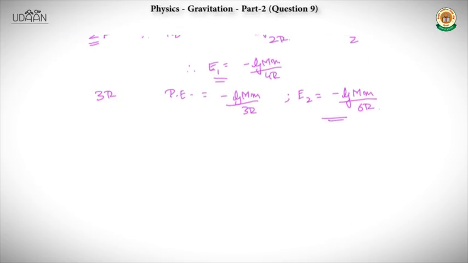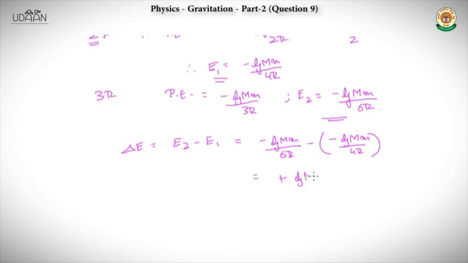So now it becomes very easy. The change in energy would be equal to E2 minus E1. So this would be E2 minus E1, that is minus GMm upon 6R minus of minus GMm upon 4R. So this would come out to be, there will be a positive sign over here, take LCM, and it comes out to be plus GMm upon 12R. I will multiply another R in the numerator and denominator.